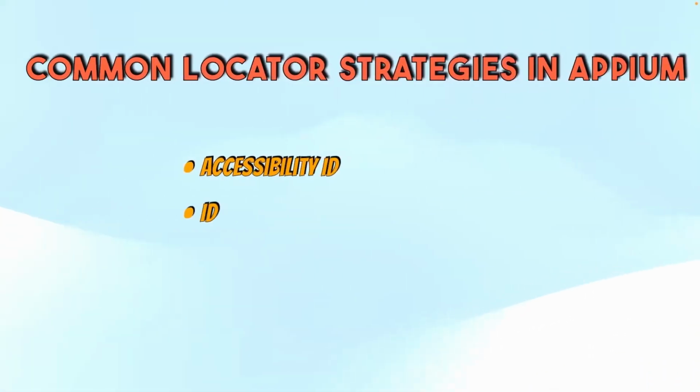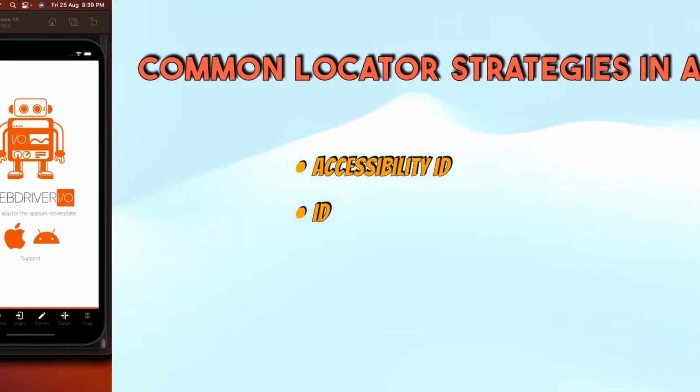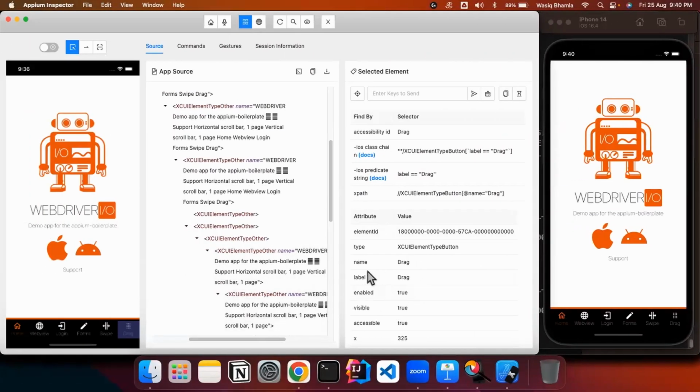Next locator strategy is ID. For ID, in Android, it is the resource ID, and for iOS, it is the name property. Let's check that out. So here, let's see if we can find the element for this drag element by using its name property.